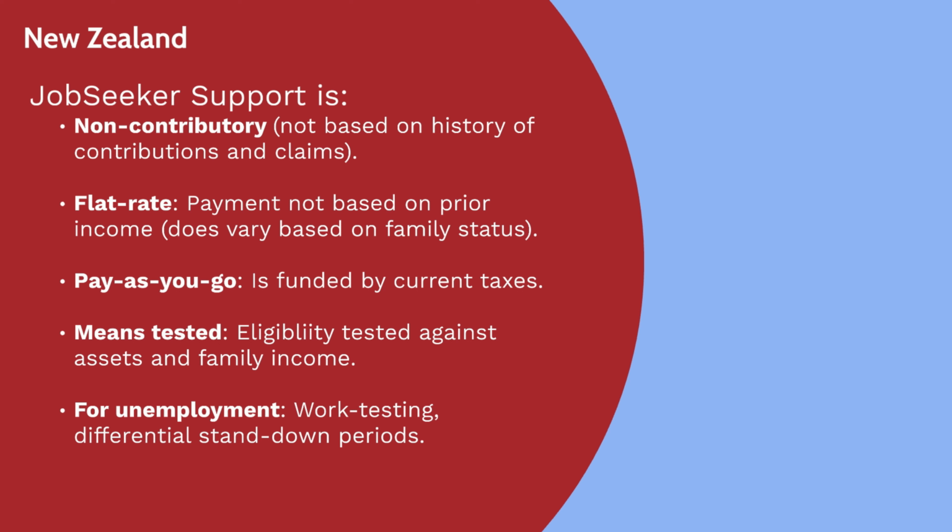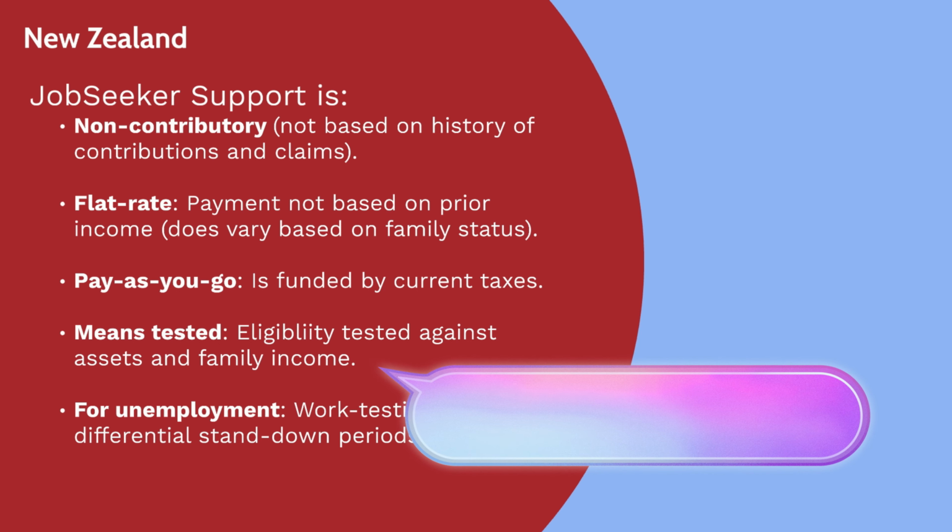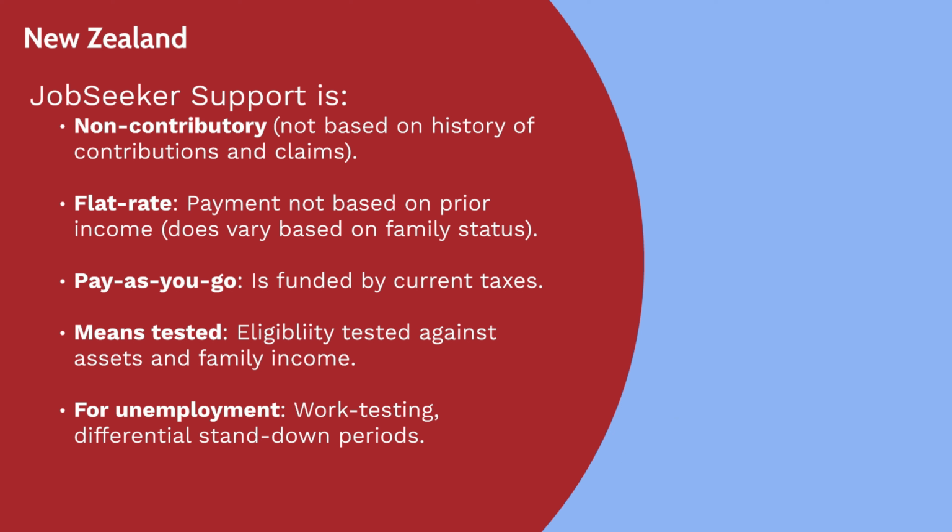It is a means-tested system. As we've said before, this means we will look at the assets of the family and we will look at the income of the family to determine whether someone can receive it. And it's for unemployment, which means there's going to be work testing. It's conditional on the idea that you've lost a job and you're looking for another job. And depending on how you left that prior job, you might stand down for different periods of time.